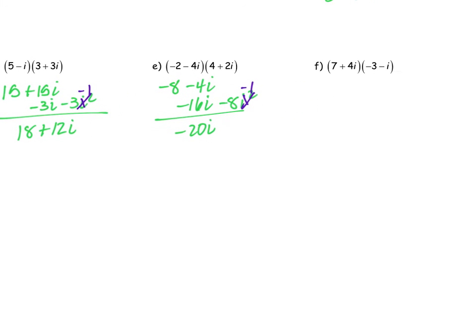Beautiful. And then we've got negative 21 minus 7i minus 12i minus 4i squared. But of course, i squared is negative 1. So that leaves me with negative 17 minus 19i. Done. Don't forget to add your like terms together.